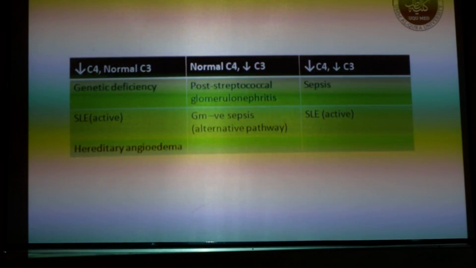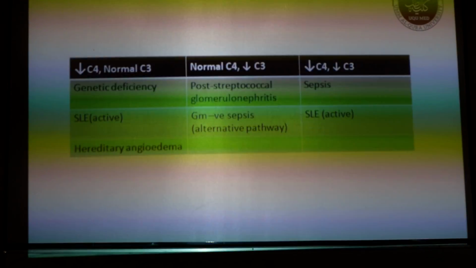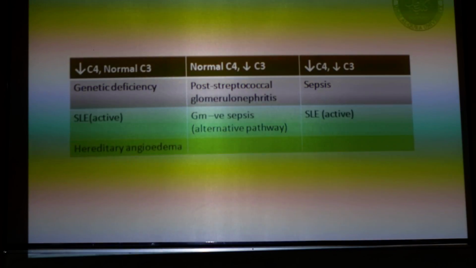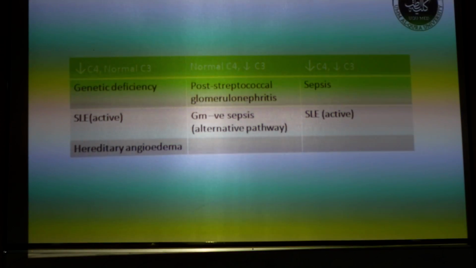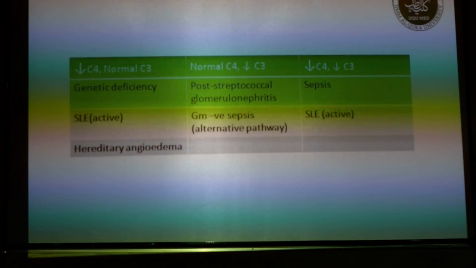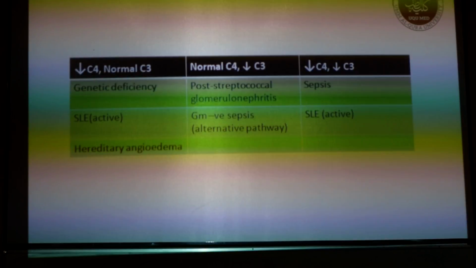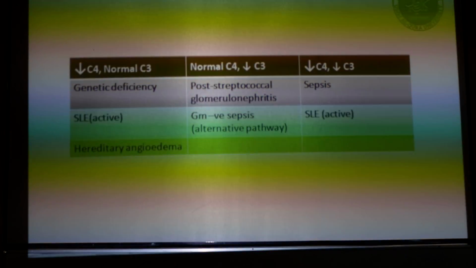And then you can go to the beginning, whether it is immune complex, whether it is bacterial polysaccharide, whether it is the mannose that is causing the activation. So when C4 is reduced but C3 levels are normal, which pathway do you think is activated? Classical pathway. And what are the conditions? The classical pathway is produced as a result of antigen-antibody complexes. So one condition is SLE, an autoimmune condition, which has a lot of immune complex formation. Another is genetic deficiency. Why do you think genetic deficiency?